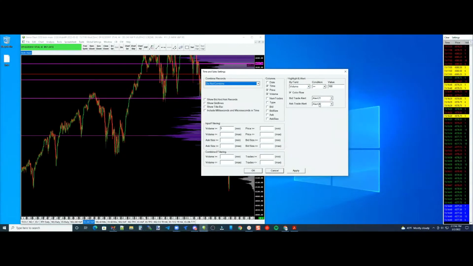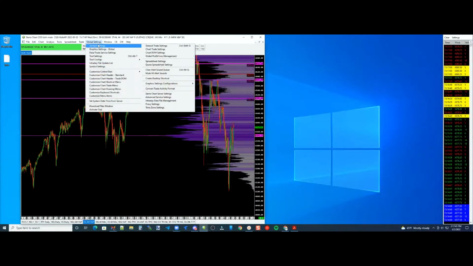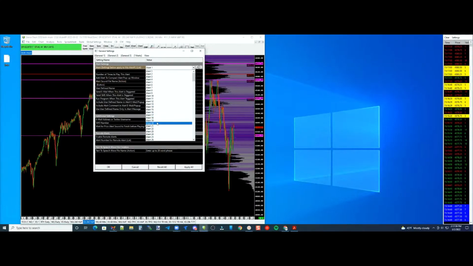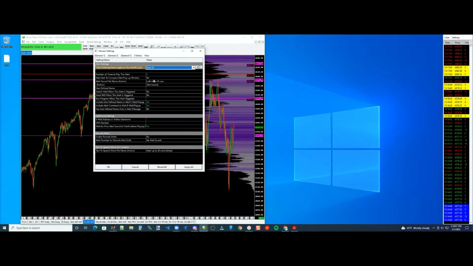So alert 21, and some of y'all might not know this, alert 21 and alert 20. If you go under global settings, general settings, and alerts, you can set alerts. So for me, let's do 20 and 21. When a trade hits 100 lots or better, I get that if it's off the ask. So that would be a buyer, 100 lots or better off the ask.